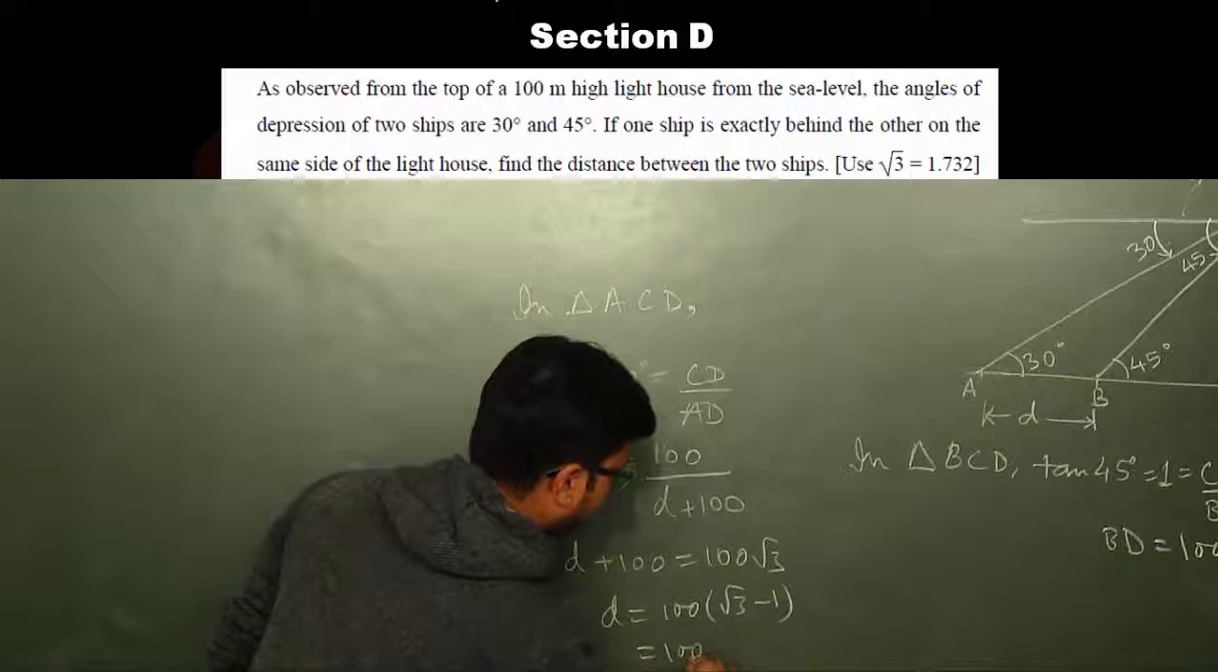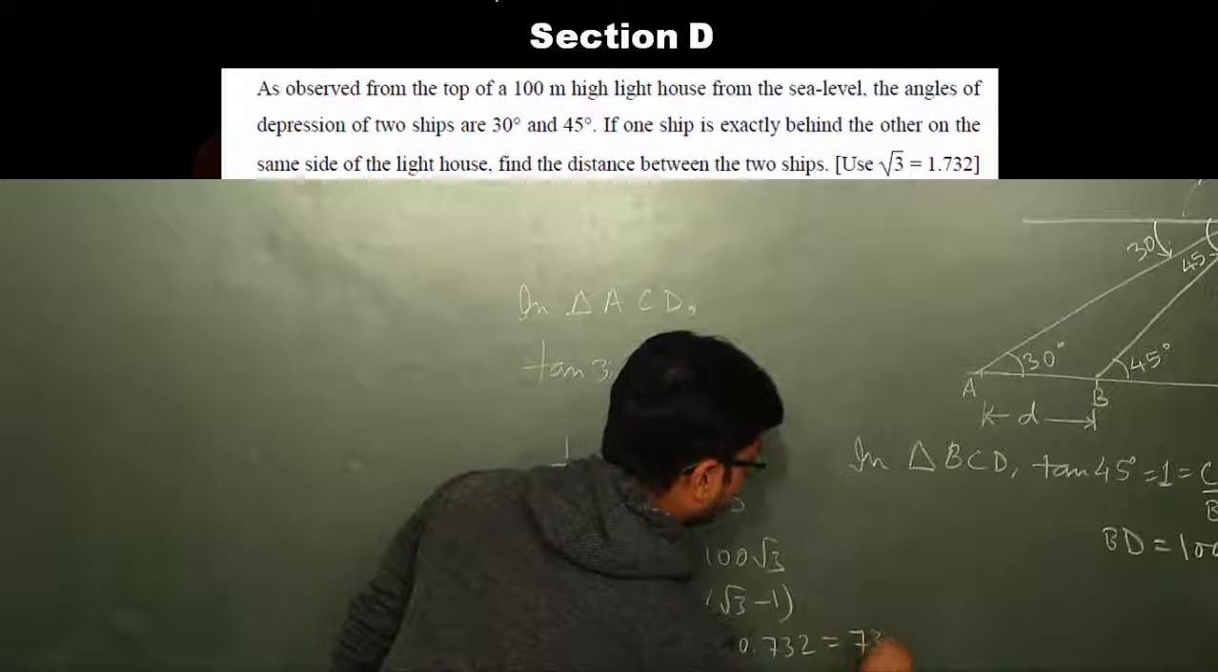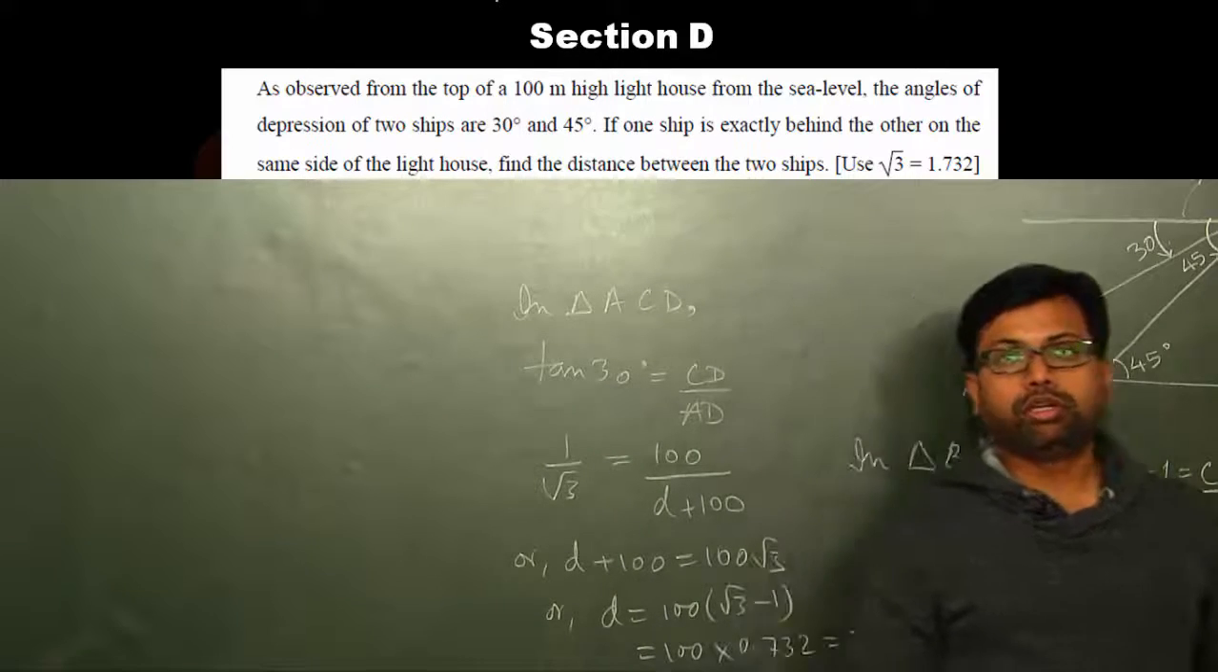Root 3 is given to be 1.732. So this is 0.732, and what you get is 73.2 meters. Okay, so the answer is 73.2 meters.